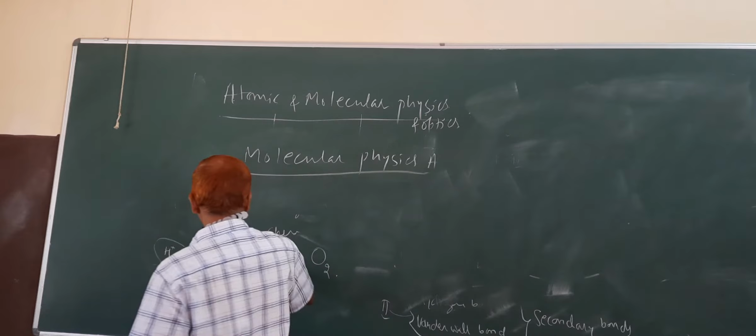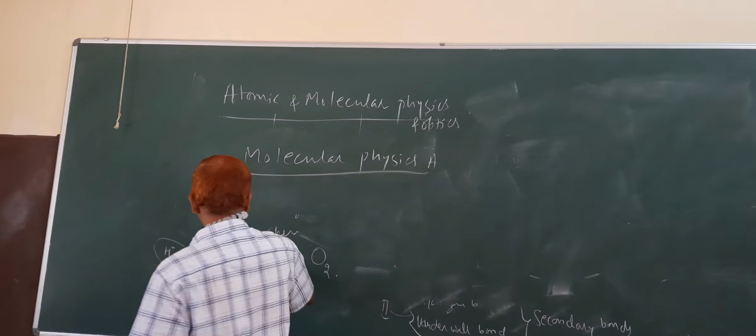These are atomic bonds. Primary bonds are between atoms, but secondary bonds are between molecules. So this one water molecule is attracted by another water molecule, whereas here it is between one atom and another atom. But here it is between one molecule and another molecule. This is a hydrogen bond, right?